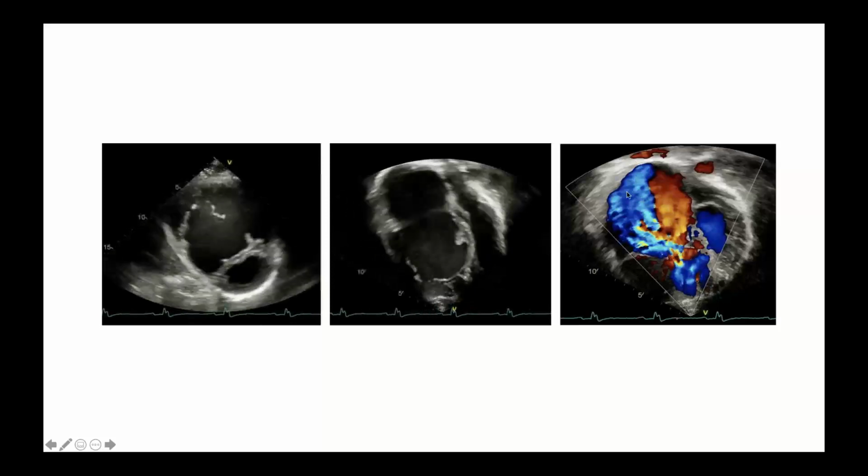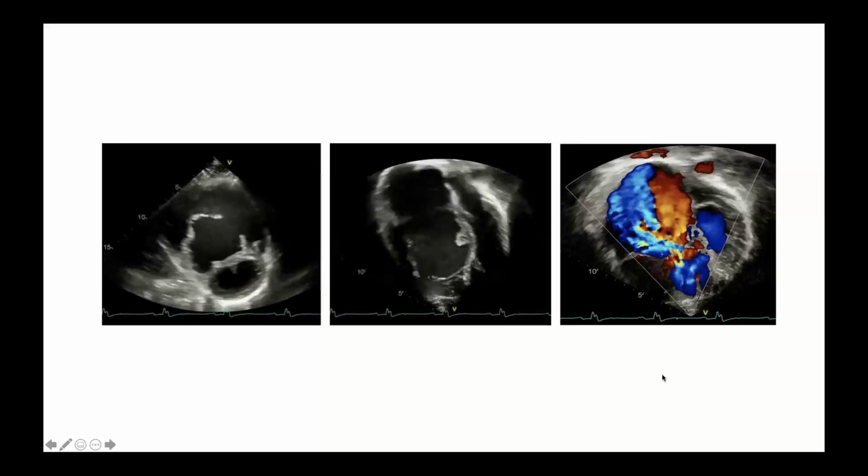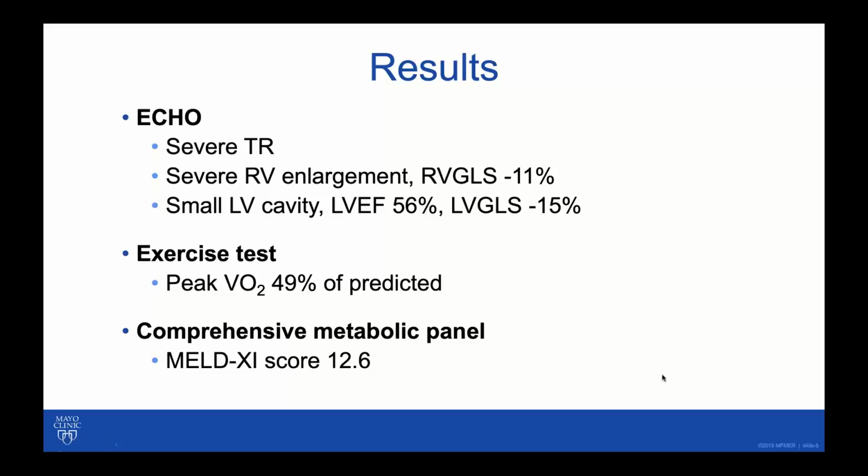The blue is the jet going away from the probe. So the echo was read as severe TR with severe RV enlargement, and the RV global longitudinal strain, we're going to call it GLS for the rest of this talk. So RV GLS was -11. The LV size was small, as you can see. The EF was 56%, and the GLS was -15. So this is important. So small cavity LV, normal LV EF, reduced strain.